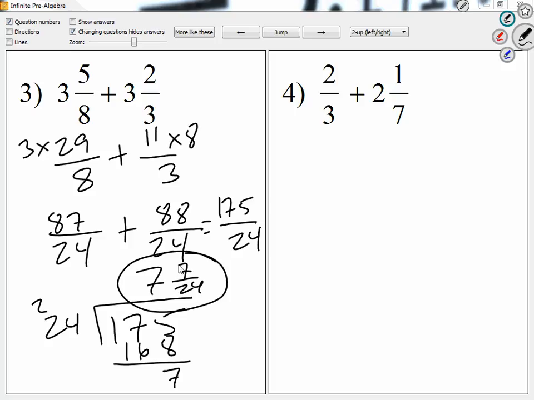So again, we have mixed numbers. Change them to improper. Then get common denominators. And if the bigger number is on top, we have to divide. We have to change it back to a mixed number.